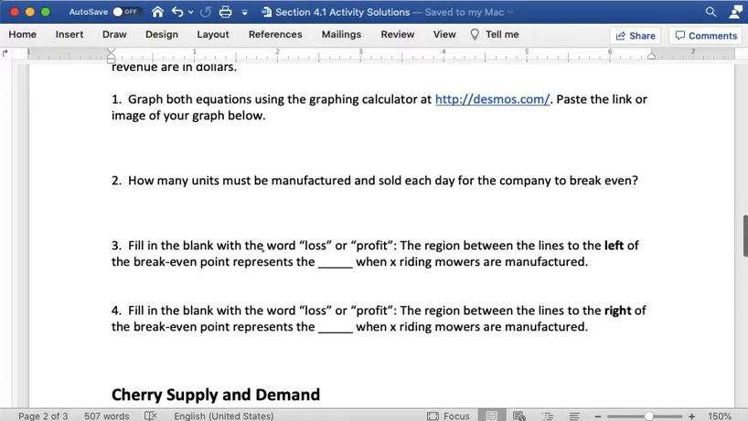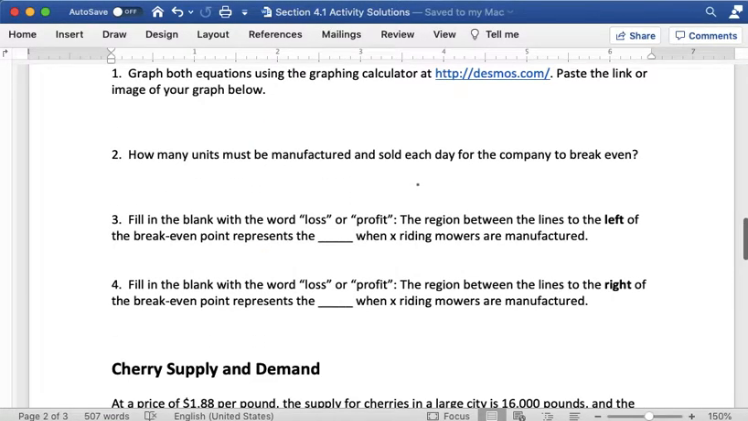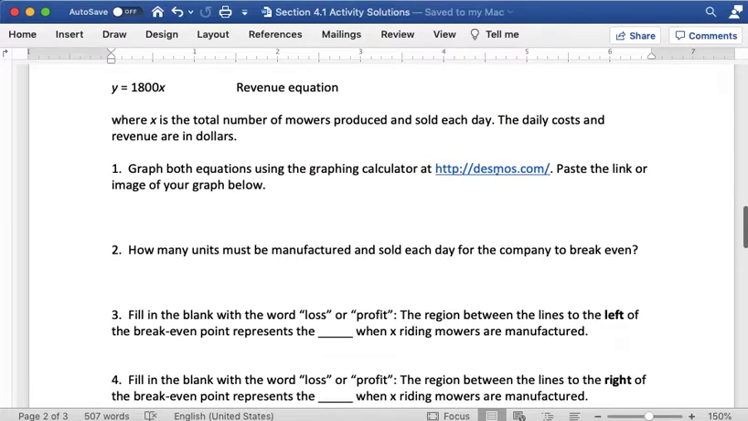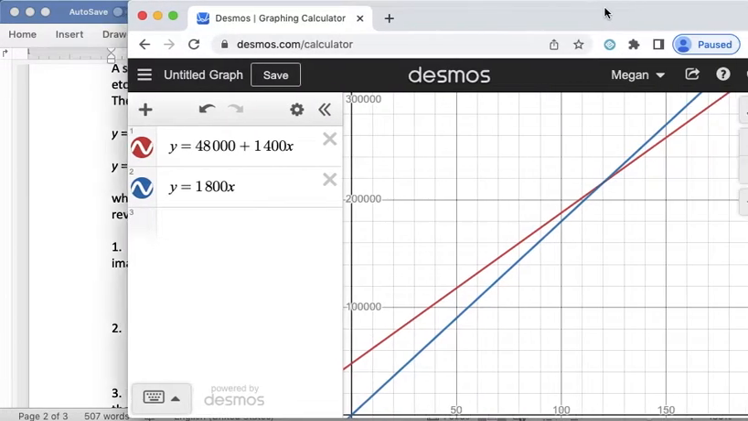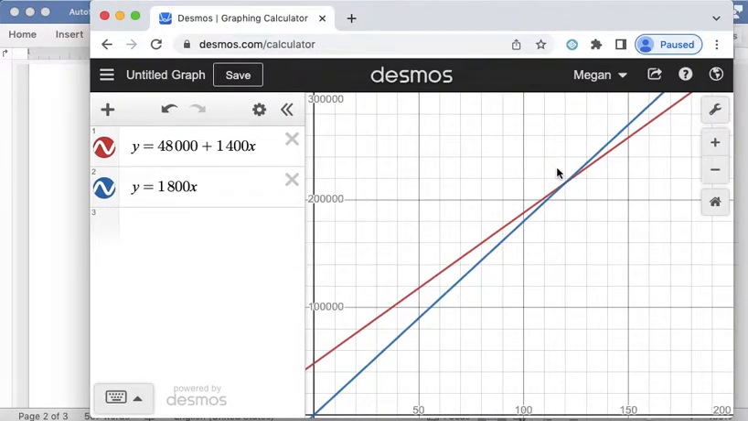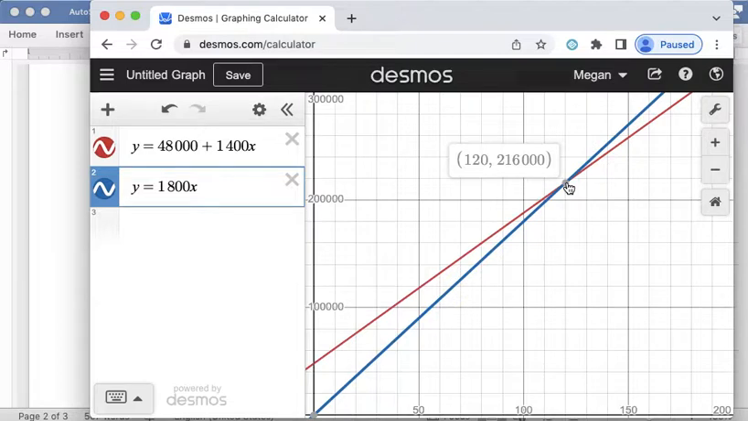Question 2 says how many units must be manufactured and sold each day for the company to break even. So remember, we're looking at cost and revenue. That's what these equations are. And so when the company breaks even is when the costs and revenue are equal, or in other words, it's where the cost and revenue lines cross. So if I click on the point, I can see what the coordinates of that point are.